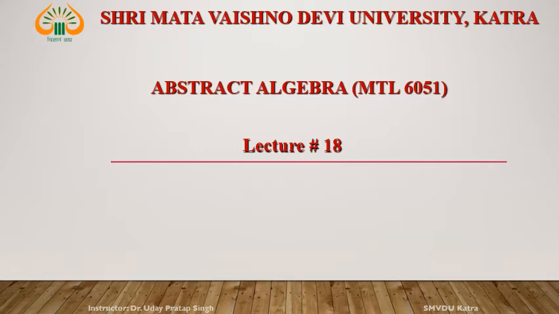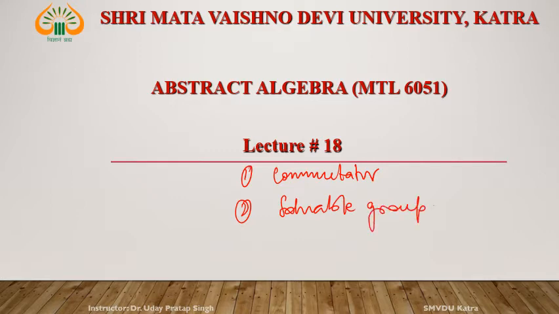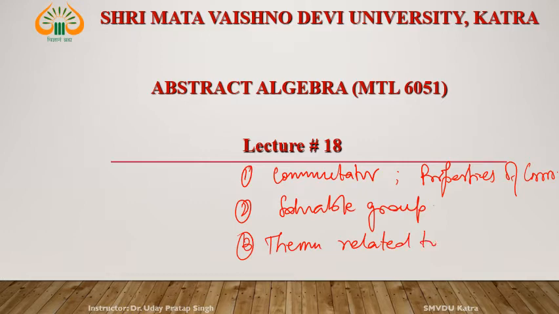In this lecture we are going to discuss the commutator group. Number one, what is a commutator? Number two, solvable group. Then properties of commutator, and theorems related to commutator and solvable group.